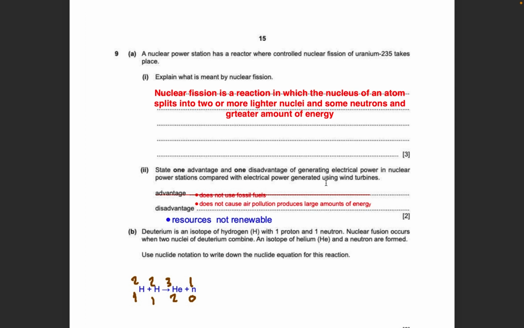Actually, the advantage of using wind turbines is no pollution, as you know. It does not use fossil fuels and does not cause any air pollution, and produces large amounts of energy. But the disadvantage of using nuclear power stations is that the resources are not renewable, which means they can be finished.